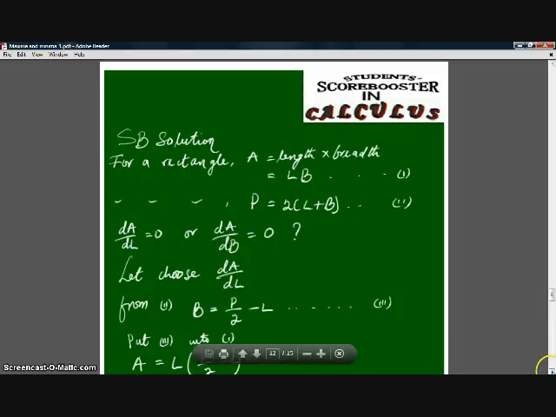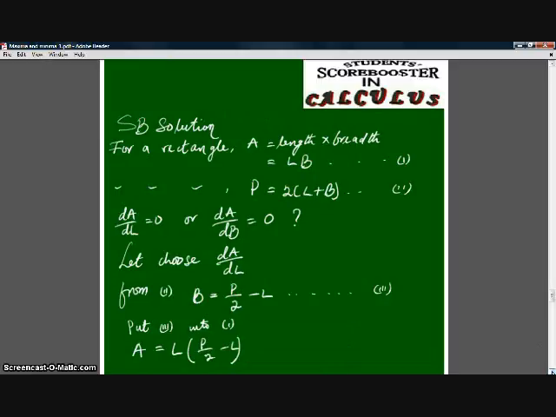So this is the ScoreBooster solution. For a rectangle, we know that the area is length times breadth, and we represent the length as L and the breadth as B. So area equals LB. We make that equation 1. Again, for a rectangle, the perimeter is 2 into L plus B. Let that be equation 2.